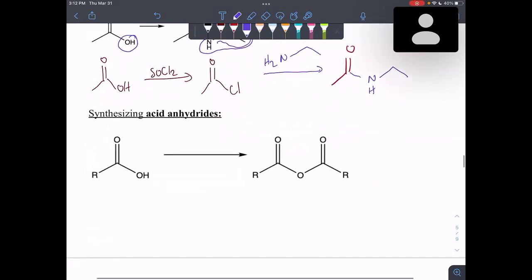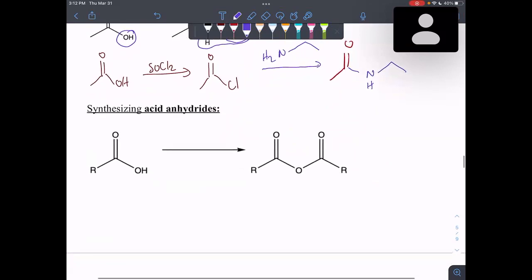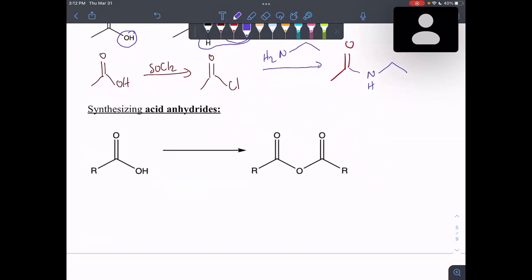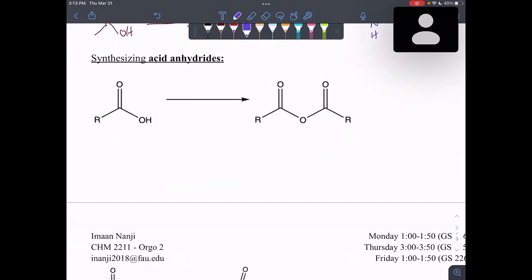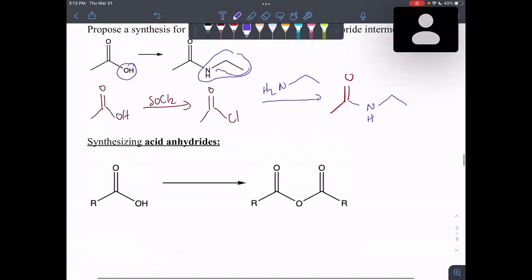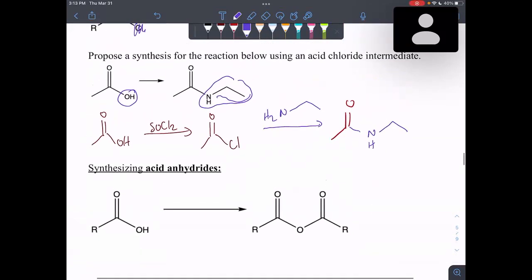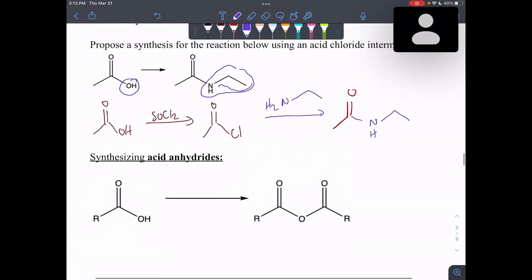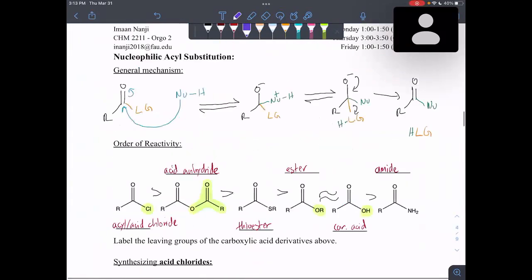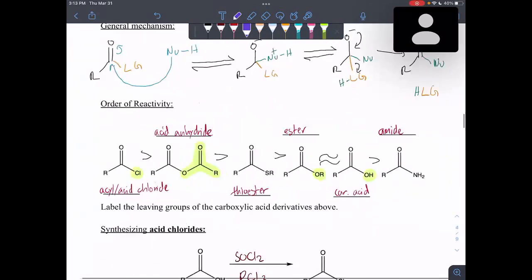Okay, so after acid chlorides, the next most reactive derivative is your acid anhydride. So can you go straight from the acid to the amide? You could go straight. So you know the order of reactivity, that tells you what you can go from easily.